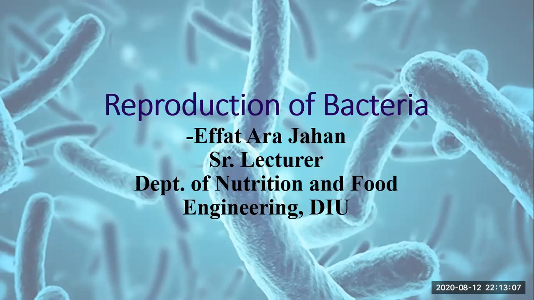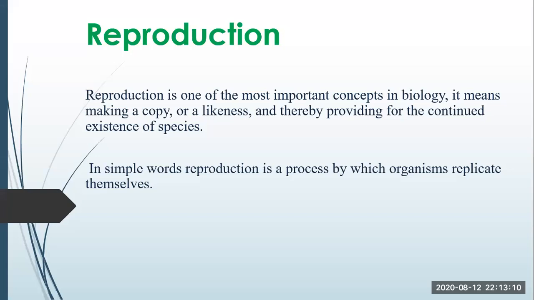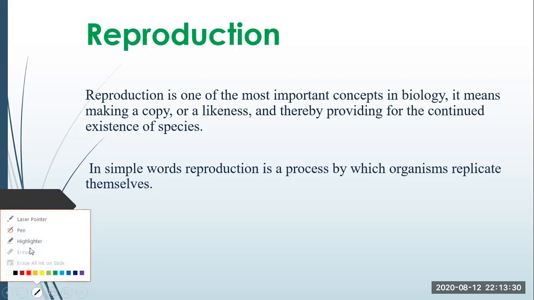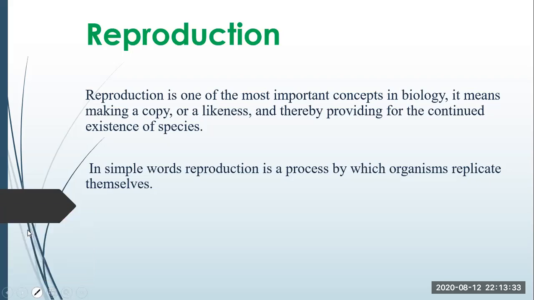asexually and sexually. So first we should know what reproduction is, as we already finished bacterial structure and classification, and also viral reproduction and fungal reproduction. Reproduction means to produce or make a copy, a copy of the gene or alike materials of the mother one. That means when the mother or parent bacteria produces an identical one, we call that a reproduction process.